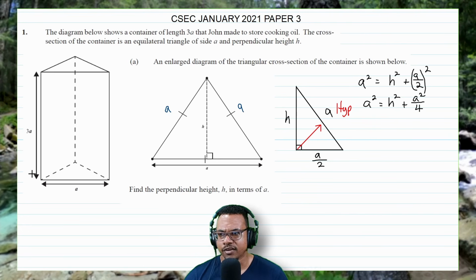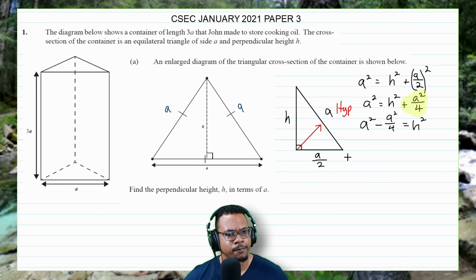All right, and now I could transfer this positive A squared over 4 across to the other side of the equal sign. So the sign in front of it will turn from positive to negative. So what I'm going to have is A squared take away A squared over 4 is equal to h squared. All right, so we see that the positive A squared over 4 transferred across the equal sign and turned to negative A squared over 4.